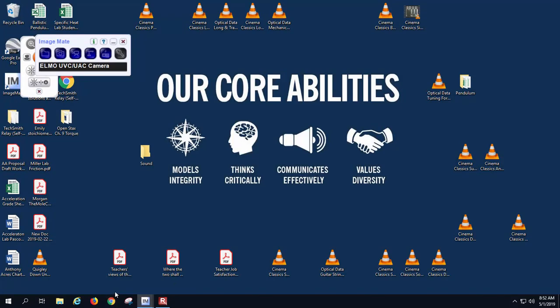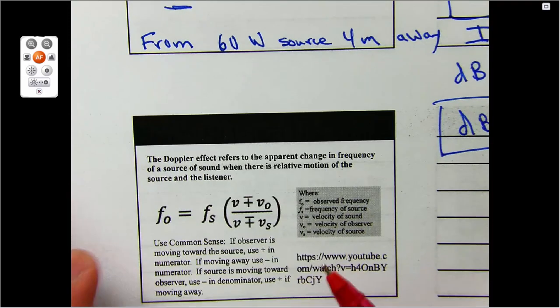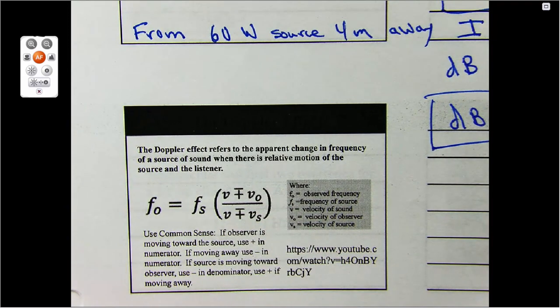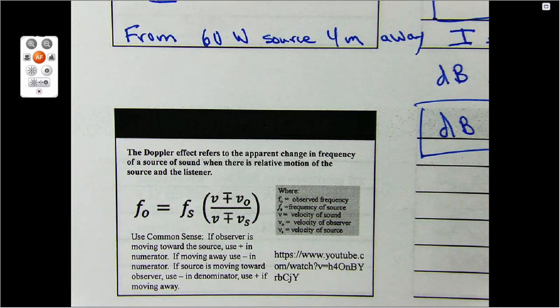Okay, what can we do now? We are going to do this big kahuna equation here. It's going to take care of everything in one. We just have to keep track of what's moving and what's not.